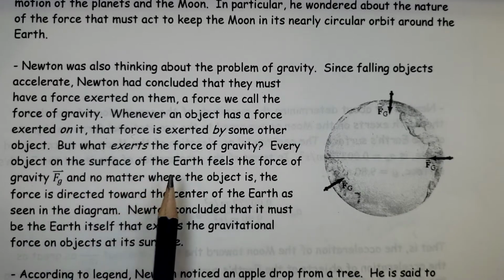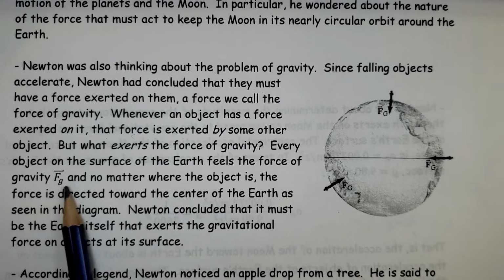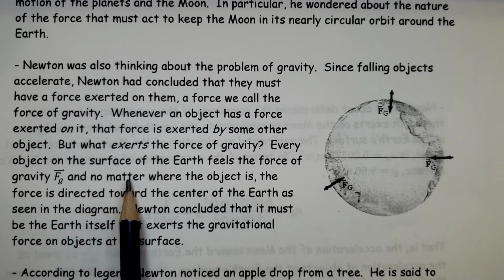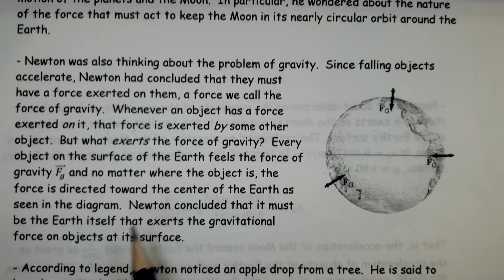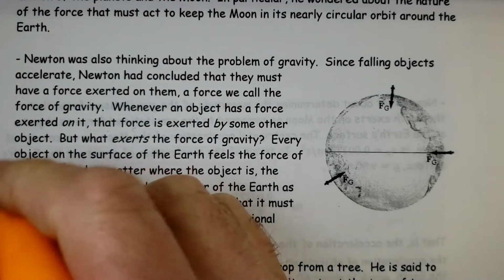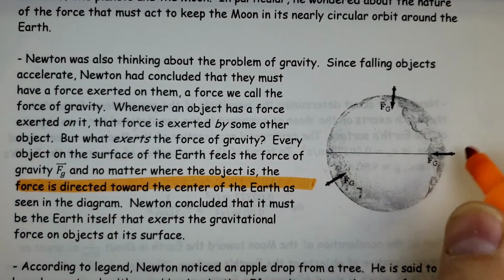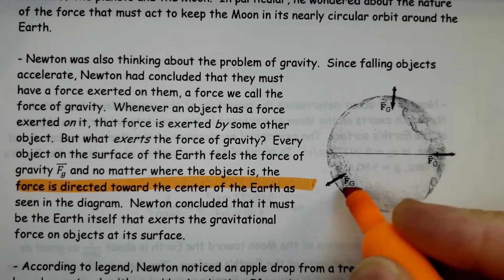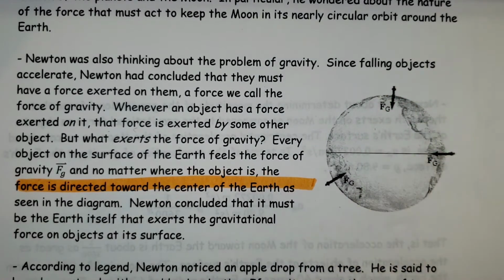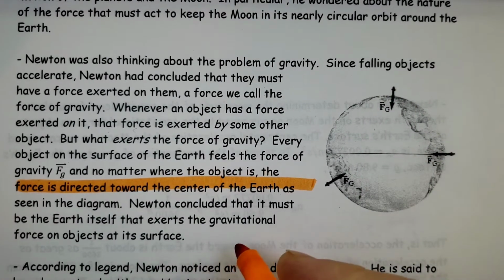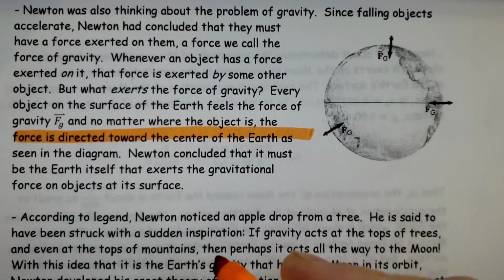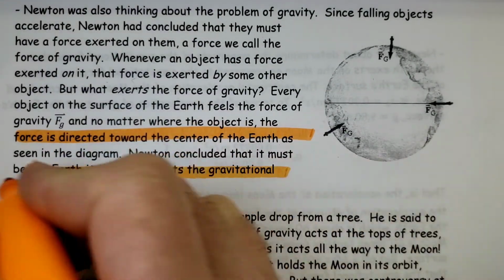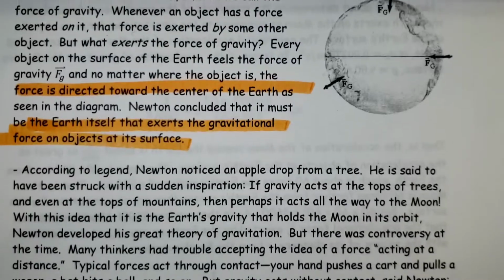Every object on the surface of the Earth feels the force of gravity, Fg, that we've talked about earlier. No matter where the object is, the force is directed towards the center of the Earth, as shown in this diagram. So imagine force arrows being exerted towards the center of the Earth. Newton concluded that it must be the Earth itself that exerted the force of gravity on other objects.